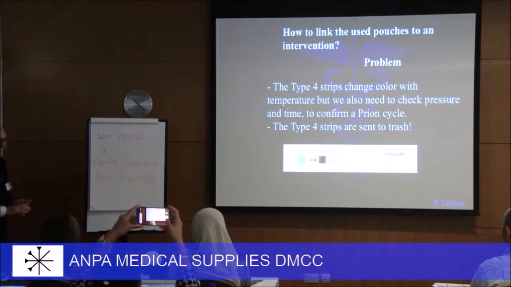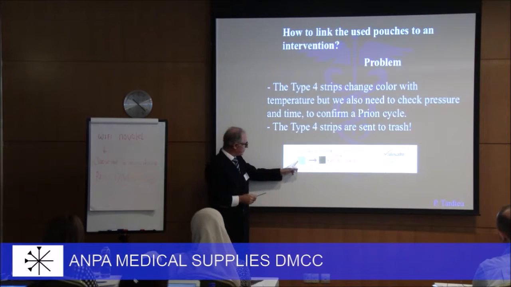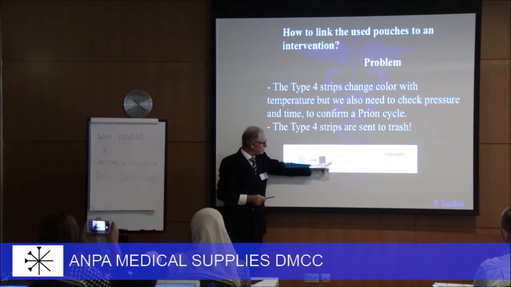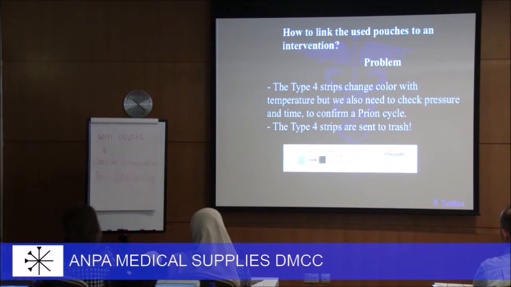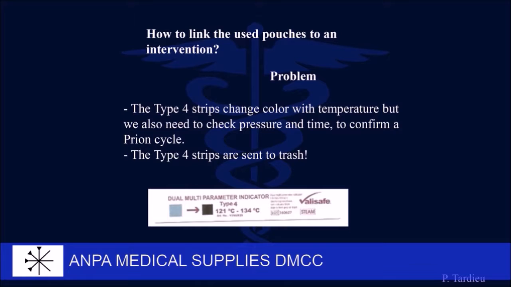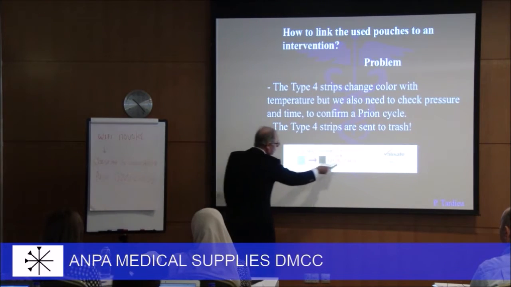I have the answer. We call these the type 4 strips. The type 4 strips change color between 121 and 134 degrees. This shows you that the temperature has been increased up to this temperature. In most pouches you also have some tags. You can put them inside or not, but the Minister of Health asks, where are these things? So you show them, I have these things. Does it prove that it's sterile? Absolutely not. It proves nothing. It proves that you've reached this temperature.